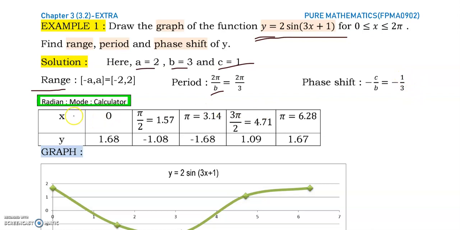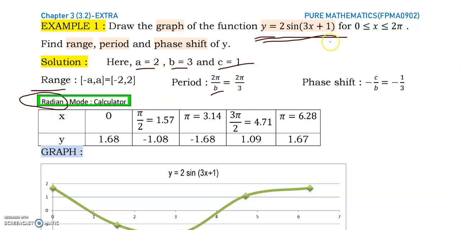Now how to draw the graph of the given function y is equal to 2 sine 3x plus 1. Okay, now what is the range? Minus 2 to 2. What is the period? 2 pi over 3. What is the phase shift? Minus 1 over 3. Okay, now keep your calculator in the radian mode. That is very, very important. Keep your calculator in the radian mode to do this question.